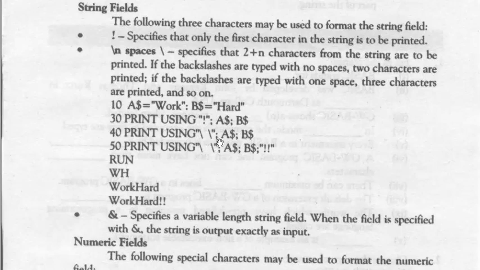PRINT USING "\ \" with a double space; A$, B$. And PRINT USING with 3 spaces; A$, B$. And in the last, hyphen: "W" and "H", first and first only, the first characters from both. "Work hard", 2 characters, 2 plus n characters. And "work hard", all the characters.